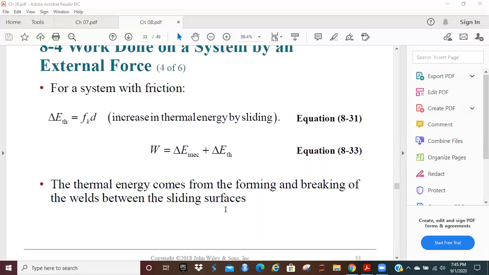I don't know if you've ever seen surfaces that appear to be smooth at our level of perception, but if you put them under a microscope, you can see that there are many crags, hills and valleys along the surfaces, and those welds will combine with anything that's put close to it, and that is what causes the energy to be transferred into thermal energy, the heat.